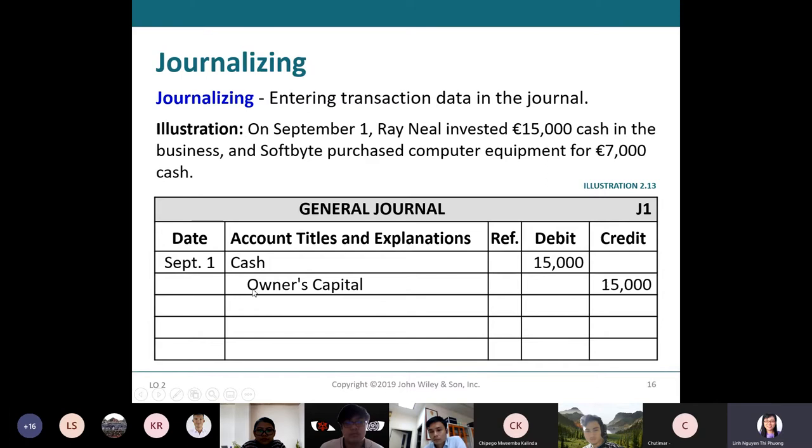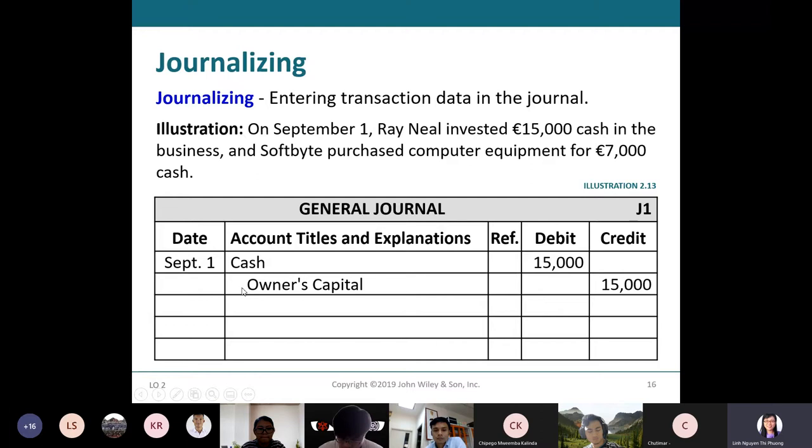Now remember for me, always indent the credit account to the right. Did you see that? The owner's capital is indented to the right. Don't write it in the same place as cash. It should be indented to the right. I will show you how to do it later in Excel. But if you don't indent it in the test or in the assignment, I will deduct your points. So remember, always indent the credit account to the right.